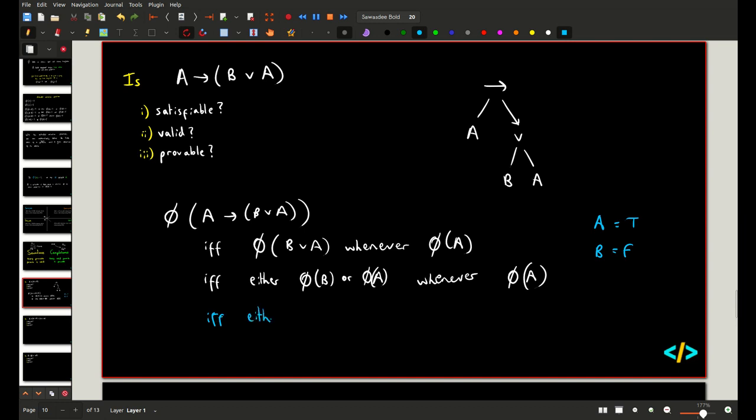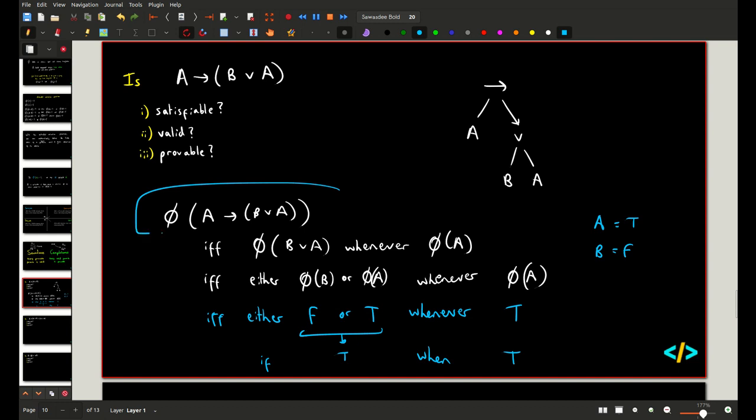Substituting that in, this gets converted to phi B, so we're just evaluating B. So this would just turn into false. Or phi A, we're just evaluating A, which turns into true, whenever phi A, whenever true. Okay, so false or true whenever true. False or true simplifies to true. So if true, when true. And this is simply how we can prove that something's valid, because we know true implies true, and so this is the mathematical way of proving that.